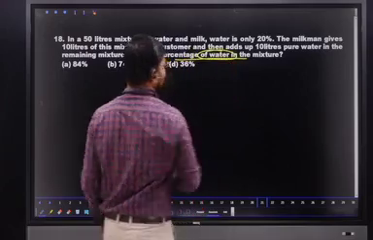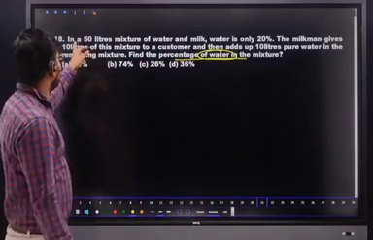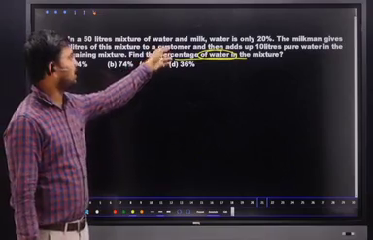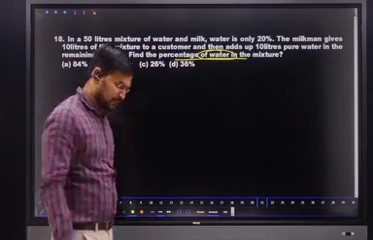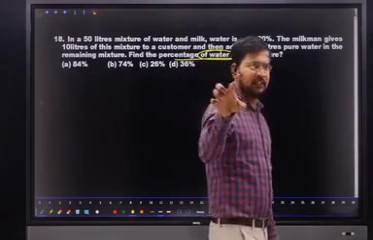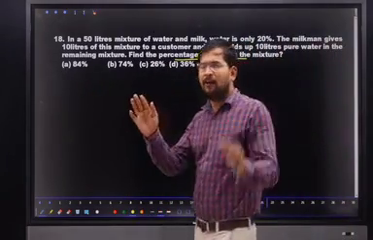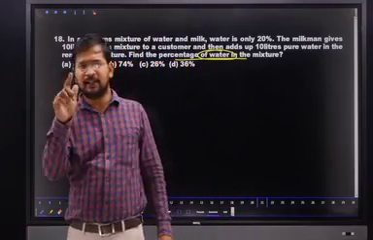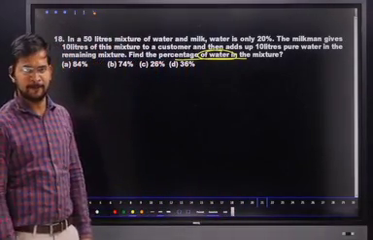Percentage of water. First of all, I will explain orally. There are 50 liters of mixture of water and milk. It contains water 20%. 20% of 50 liters is nothing but 10 liters. Therefore, out of 50, 40 liters milk is there and 10 liters water is there.